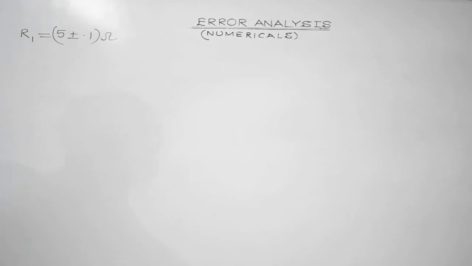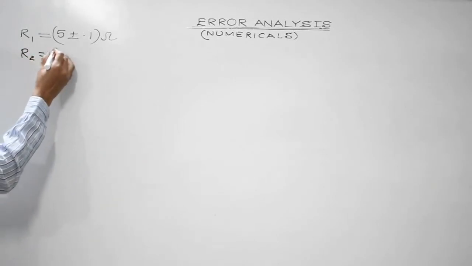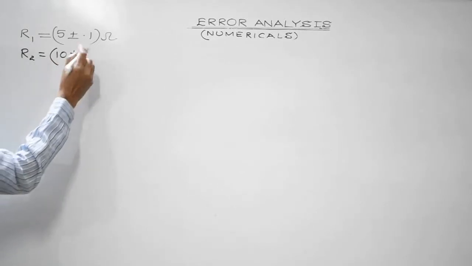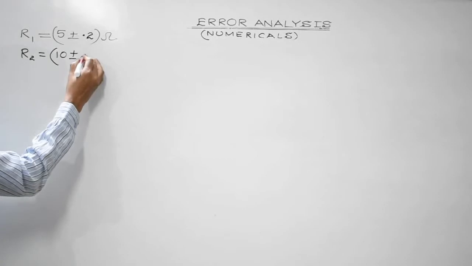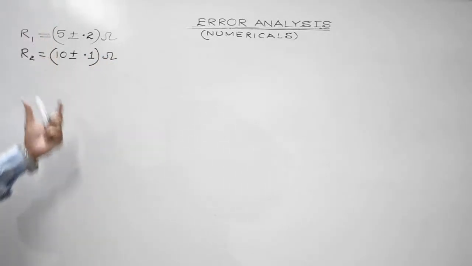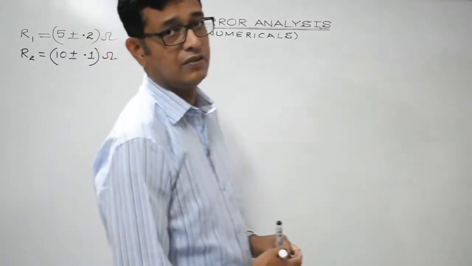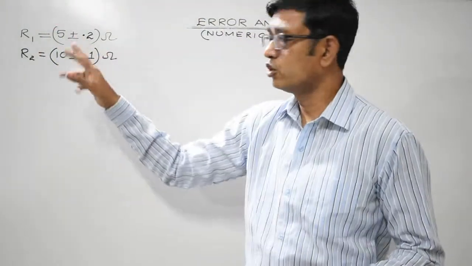And let us consider the other resistor is having resistance of 10 plus minus, suppose it is 0.2, and the second one is having resistance of 10 plus minus 0.1 ohm. These 2 resistances are given.